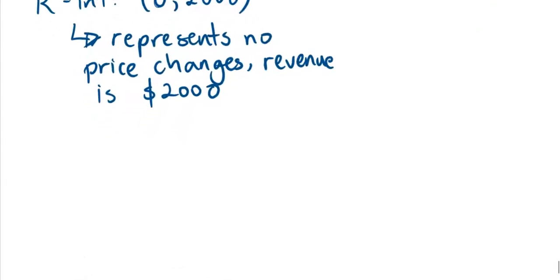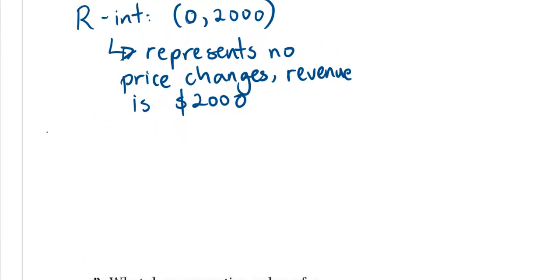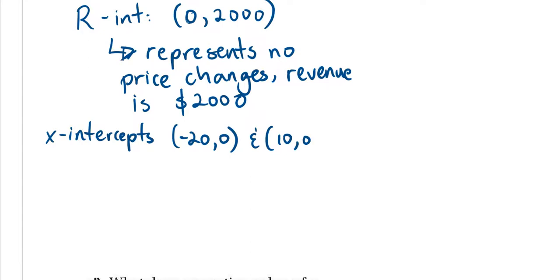Okay. What do the x-intercepts represent? Well, the x-intercepts, let's write down what the x-intercepts are. So they are at negative 20 and 0, and 10 and 0. This is when your revenue or your y equals 0. So y equals 0 or r equals 0. Okay, so when revenue, this is when your revenue is 0. No, you don't earn any money.